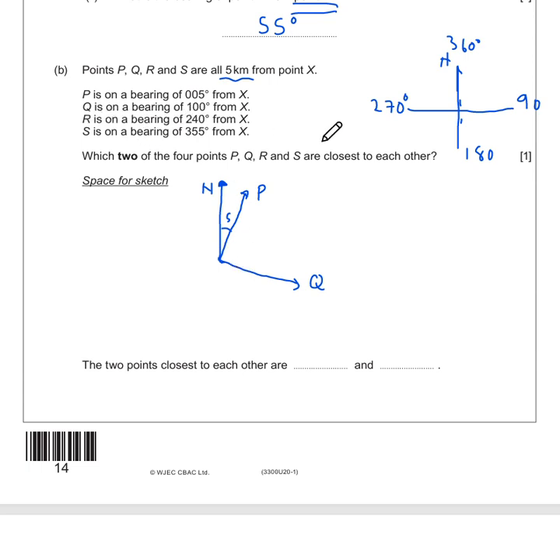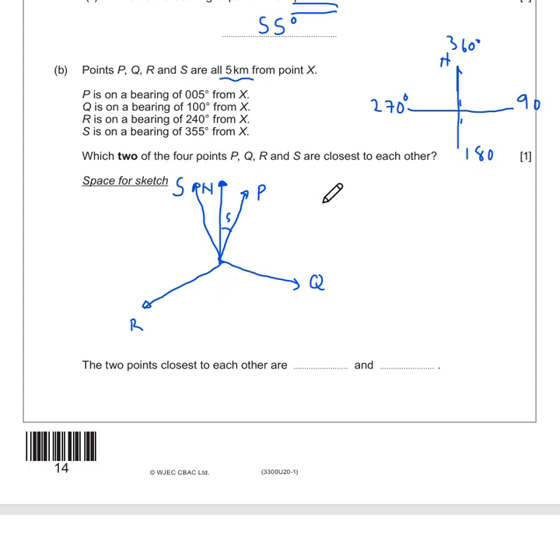R is on a bearing of 240. So looking at where my 270 is, it's going to be something like this out to R. And then I've got my last one. So S is on a bearing of 355 degrees from X. So 360 is one full revolution, isn't it? So it's going to be just 5 degrees less than one full circle. So S is going to be around about here.